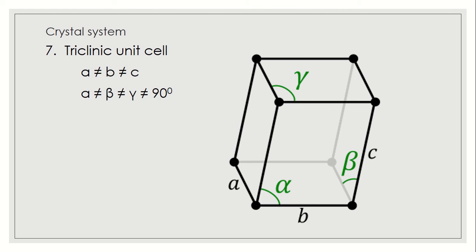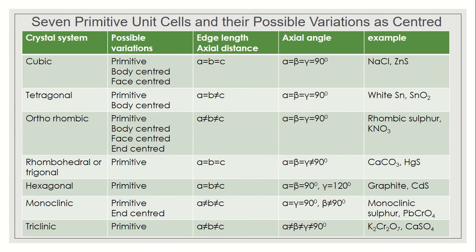Let us tabulate all these characteristics in the form of a table. Dear students, please memorize these characteristic properties as they appear in competitive examinations. See, I have tabulated all 7 primitive unit cells and their possible variations as centered.